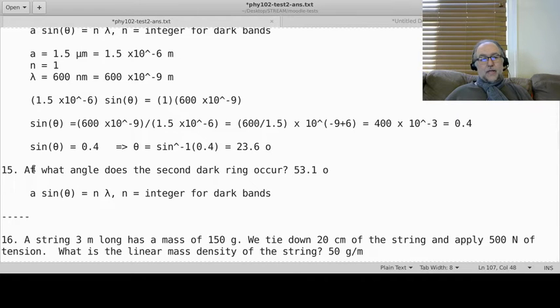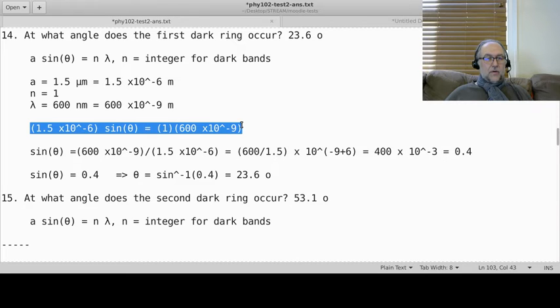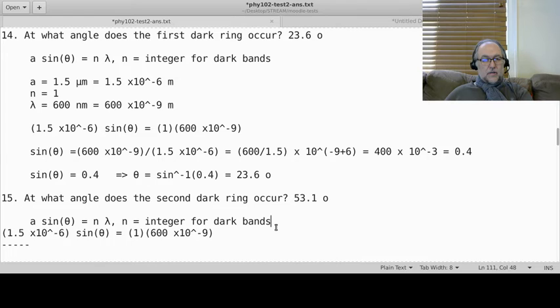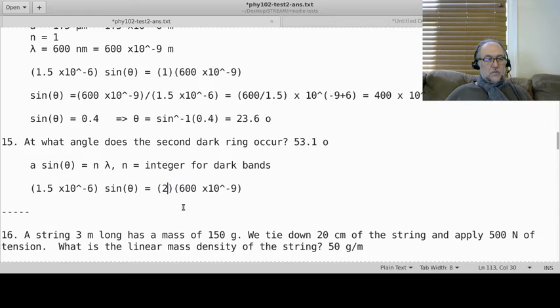Okay, now the second one is, if you know how to do the first one, you should be able to do the second one. The only thing is you need to know that the second ring occurs at n is equal to 2. Okay, so everything is the same here, except now we're looking at n is equal to 2. Okay, and proceeding in the exact same way, you would take the inverse sine. You find that the angle turns out to be equal to 53.1. And so that was the answer for that one. All right. Okay, let's continue.